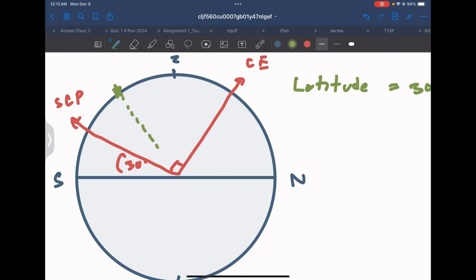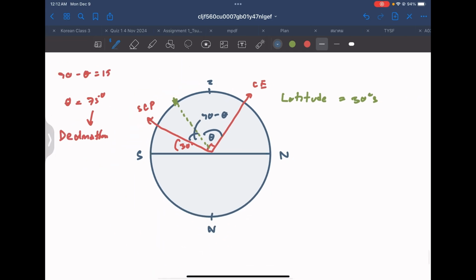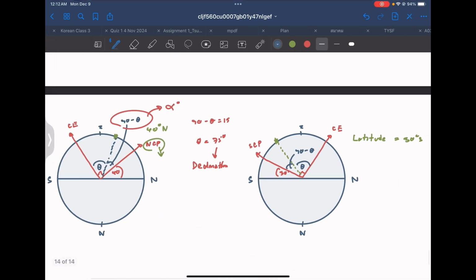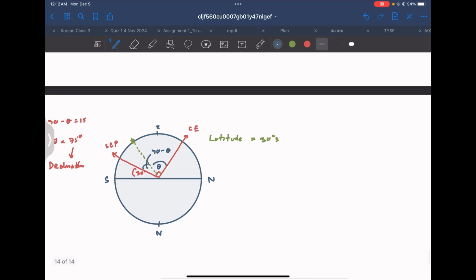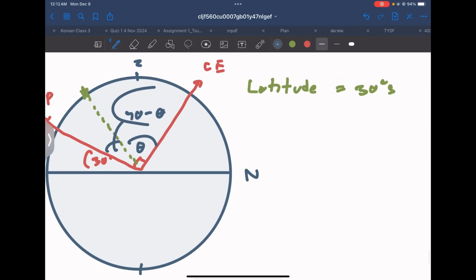This is theta, and this is 90 minus theta. As in the first example, if you can measure this, you will know this theta, so it is the declination.